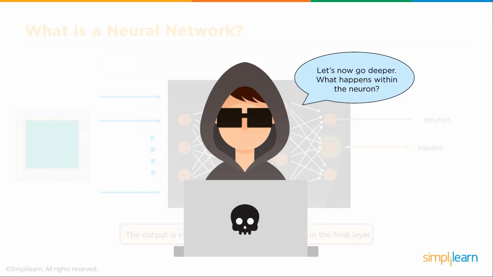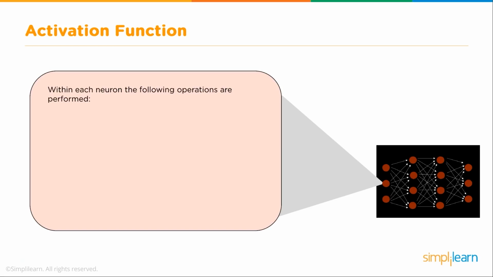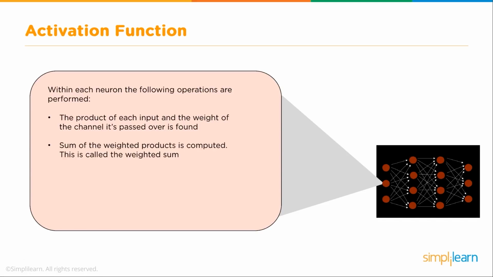Even though this is one giant differential equation, you don't need to understand those to understand what's going on. Within each neuron, the following operations are performed. The product of each input and the weight of the channel it's passed over is found. This is simply addition. We're going to sum up the weight times the output from the previous channel, plus the bias. Sum of the weighted products is computed. This is called the weighted sum. Bias, unique to the neuron, is added to the weighted sum.